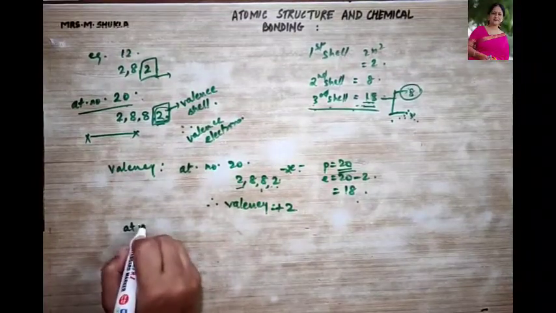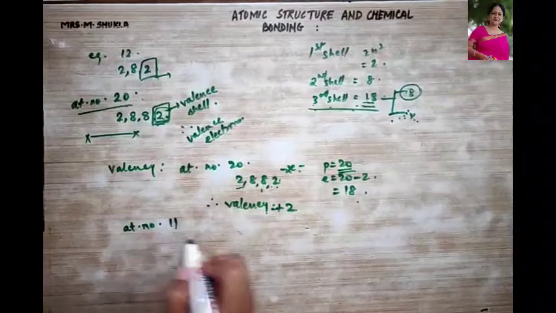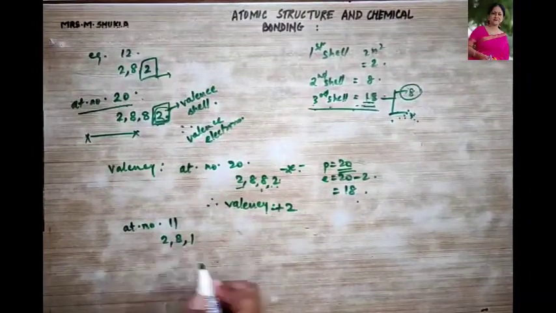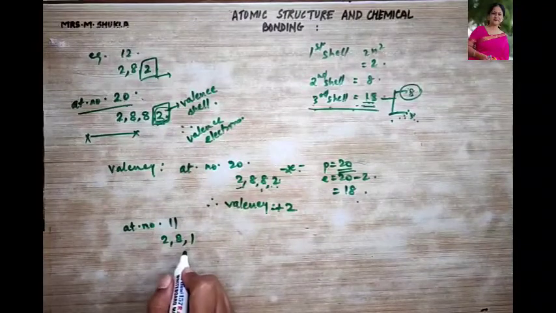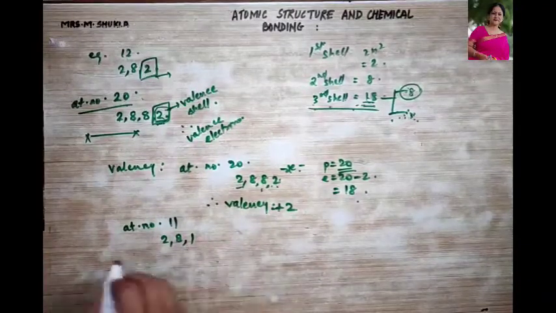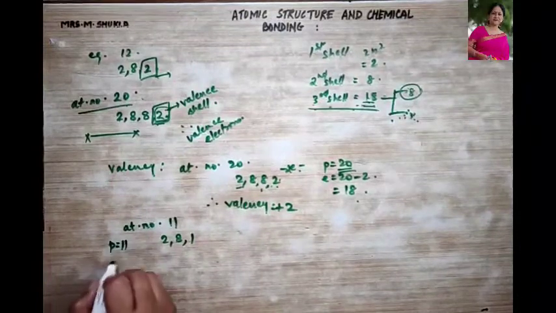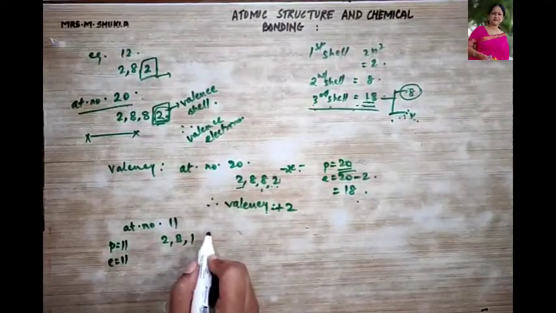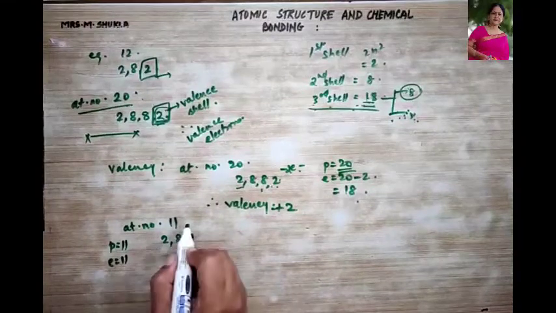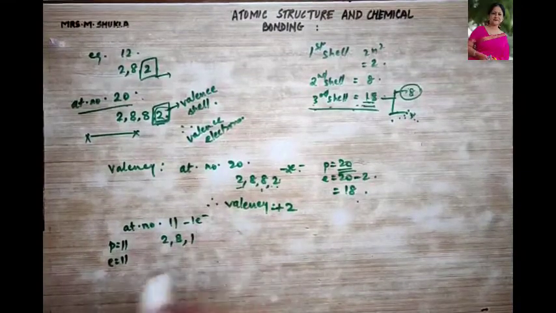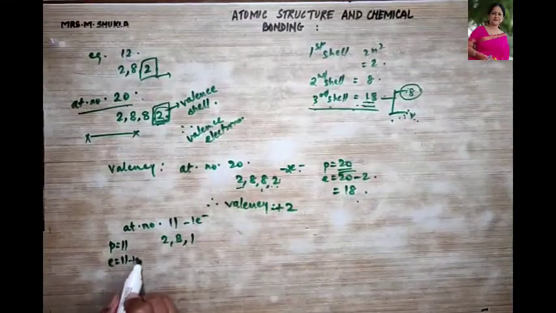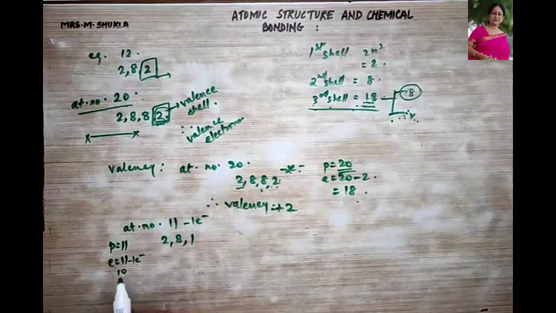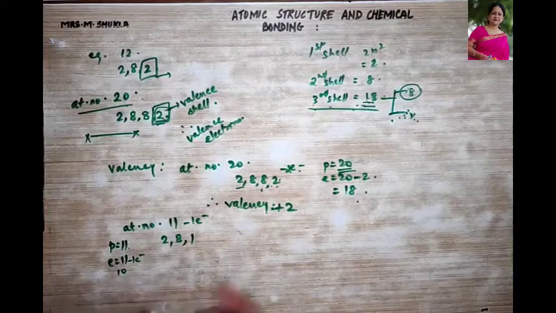Let's take atomic number 11. Configuration 2, 8, 1. So it has to follow the duplet rule. To follow the duplet rule, see here, protons are 11, electrons are also 11. It has to either take 7 or give away 1. It will give away 1 electron. So when it gives away 1 electron, what will happen now? Are protons more or electrons more? Protons are more. How many more? 1.